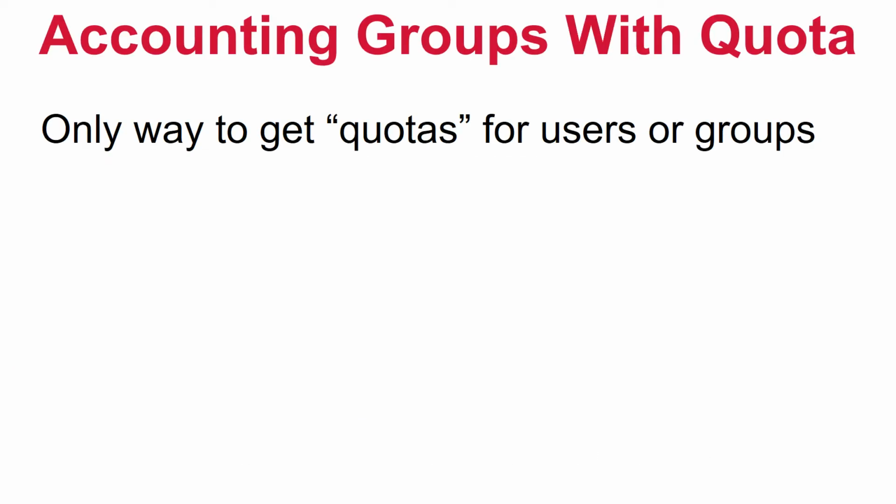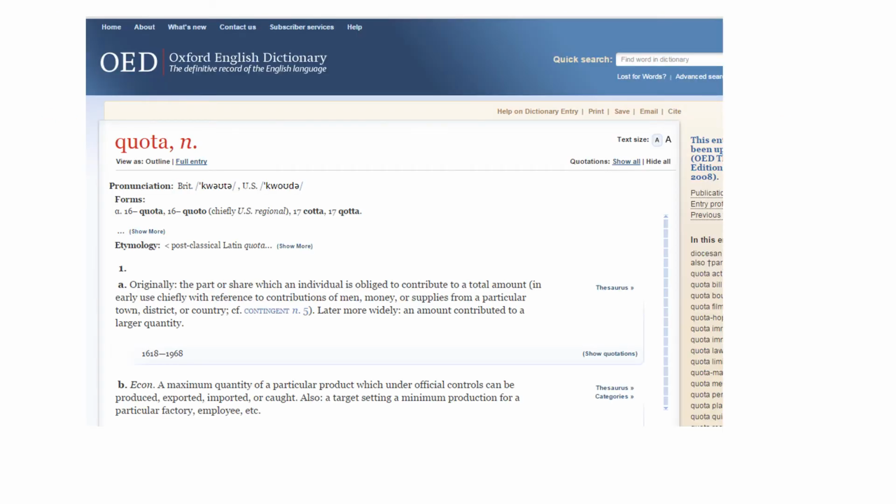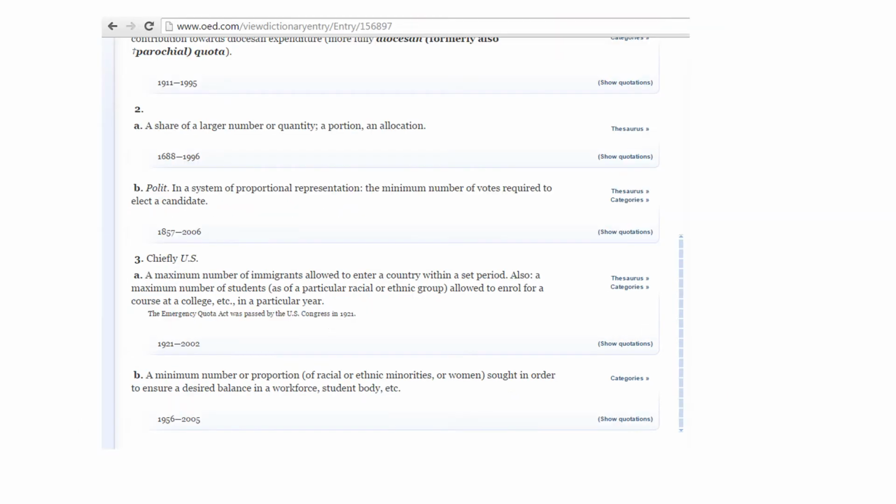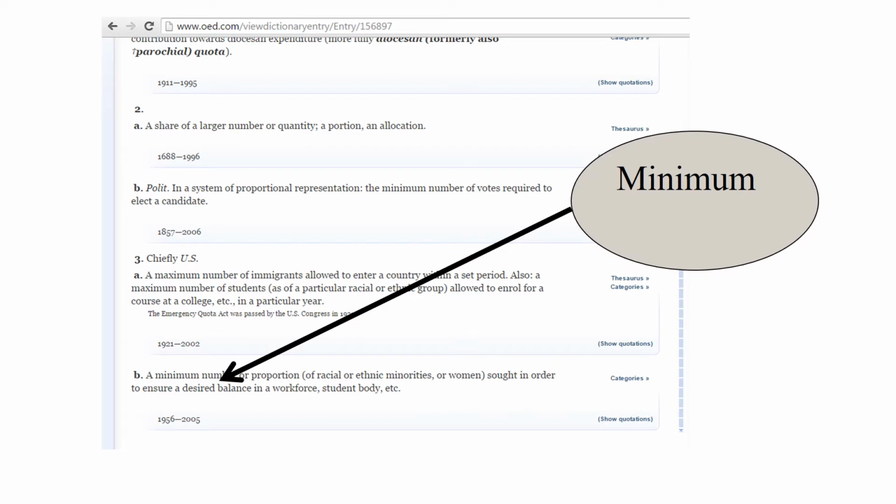So, the first kind of accounting groups are pretty straightforward. The second kind is a bit more involved. We call them accounting groups with quota. This is the only way to add a quota for a user or group. This brings up a bit of a terminology problem. If you look up the word quota in the Oxford English Dictionary, you'll see the definition is a maximum. Except, there is another definition under quota that is a minimum. So we always need to be very careful when we use the word quota.